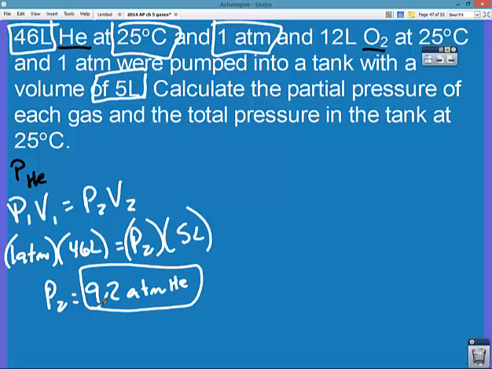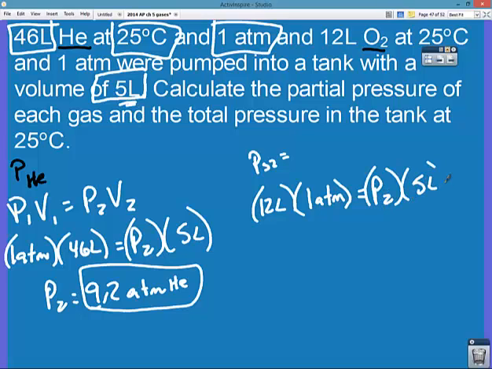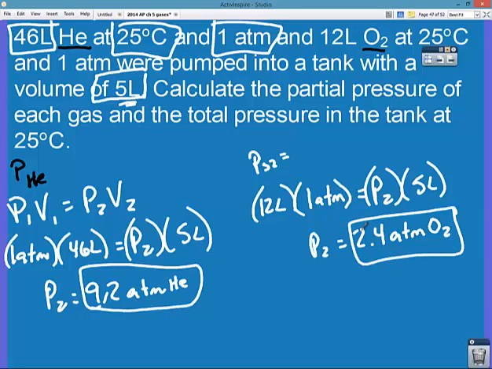Now we're going to do the same thing for oxygen. We have 12 liters at 1 atm. And again, it's going to be at 5 liters. And that gives us 2.4 atm. So we found the pressure of each gas.